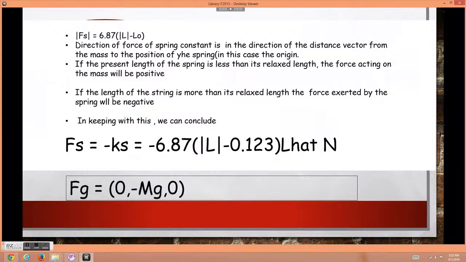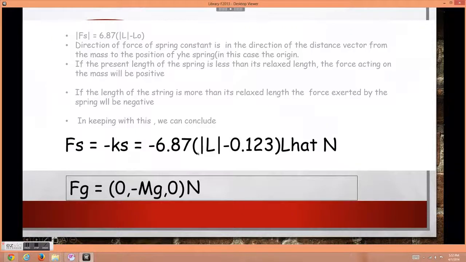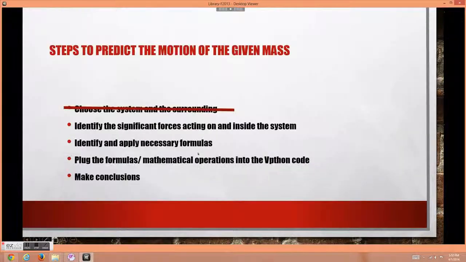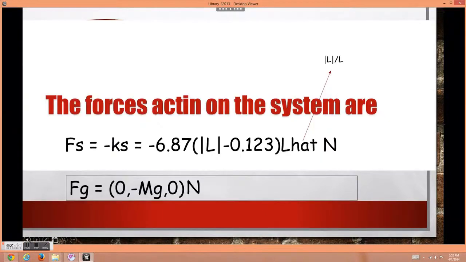You can easily observe that if the length of the spring is more than the relaxed length, the force exerted by the spring will be negative, else it will be positive. From this we know that Fs is negative Ks. So we now have the forces that are acting on the system. It should be noted that L hat is equal to L divided by the magnitude of L. Now we shall go about identifying more formulas and applying them for the system.